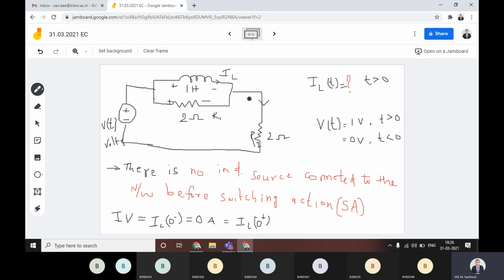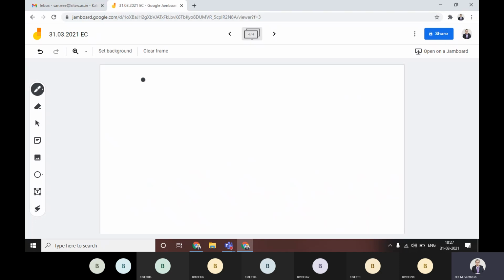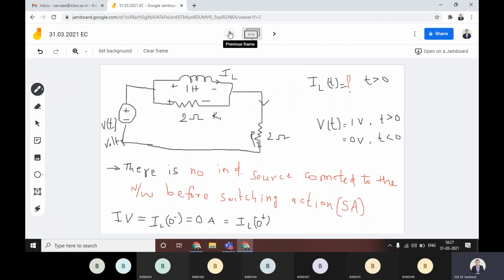Then if you calculate out of this circuit, what is the L equivalent? How many inductors are there? Only one inductor, and its value is 1 Henry. Then what about the R equivalent value? How many resistors are there? Two resistors. How are they connected?